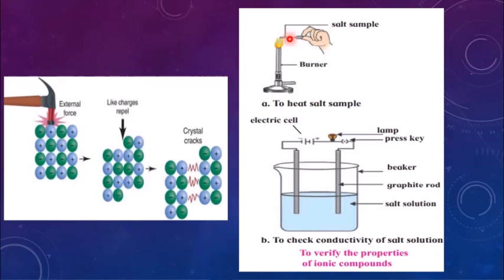Next is whether ionic compounds can conduct electricity or not. For this, we can do an experiment. We take a beaker and a solution of any salt like potassium chloride, barium chloride or sodium chloride. We take two graphite rods which are connected through wire to an electric cell and a lamp, or you can say a bulb, and we have a press key, that is the switch on and switch off key. Now we have taken the salt solution in a beaker. As you start the electricity, you need to see whether electricity can be conducted through this or not.